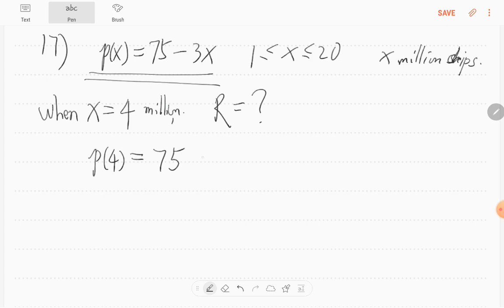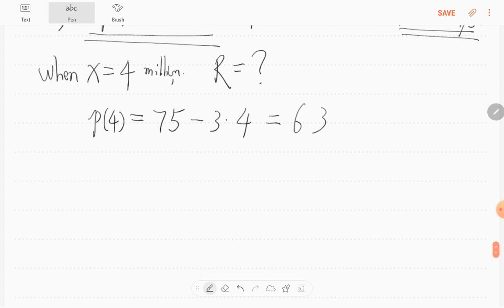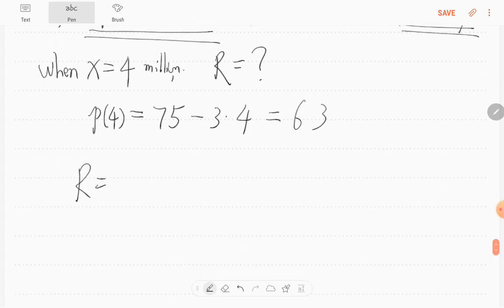So here x equals 4: 75 minus 3 times 4. You cannot write down 4000, because here x represents million chips. So it's 4, this would be 12, 75 minus 12 would be 63. So this is $63 per chip. So what is the revenue? Revenue is equal to 63 times how many? 4 million.